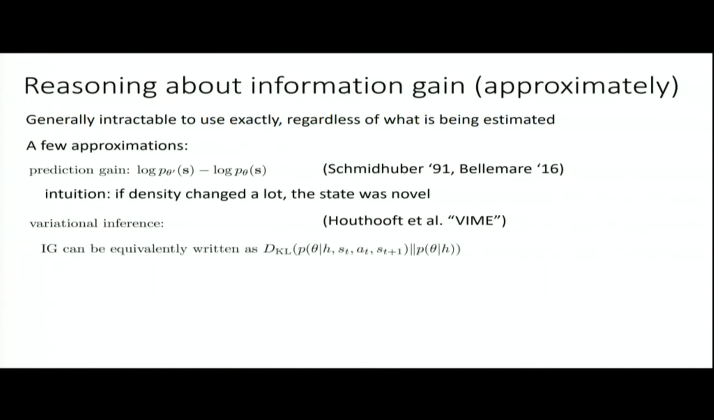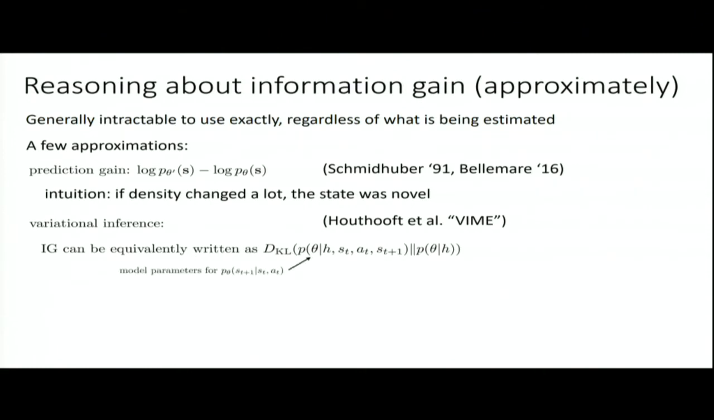And the particular connection that that paper draws on is that information gain can actually be equivalently written as a KL divergence. And it's a KL divergence between the new distribution over the model against the old distribution over the model. Now, this is not an approximation. This is actually exact. And then we're going to approximate the KL divergence. But let's drill into what this KL divergence is really saying.